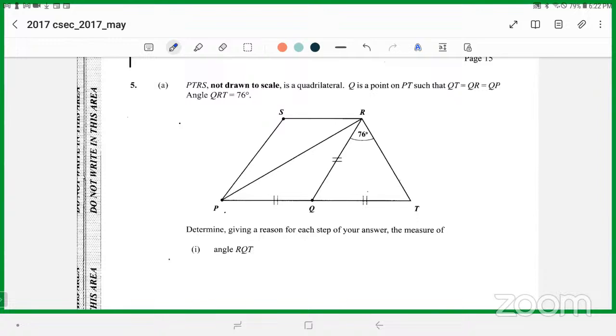So the angle opposite this side is 76. And so the angle opposite this side is also 76. So this angle down here is 76. This one is 76 degrees.